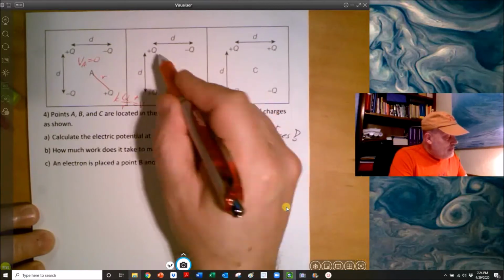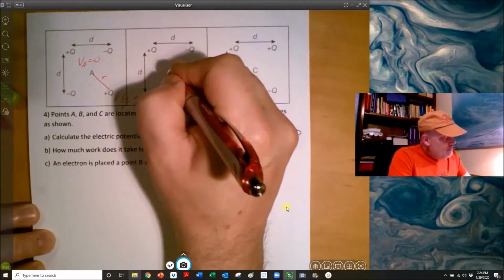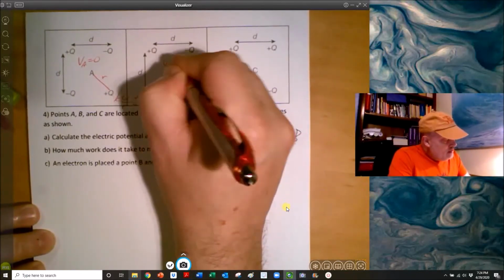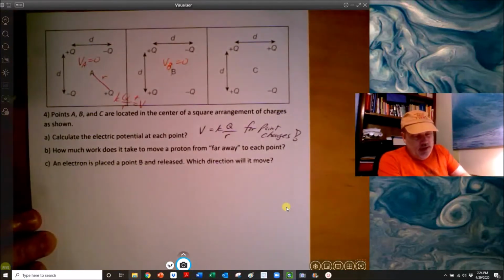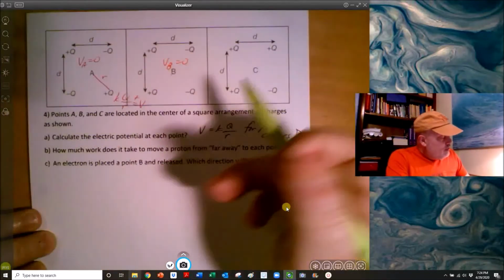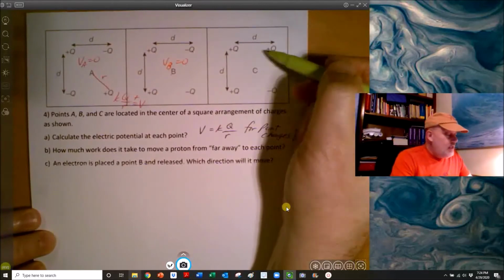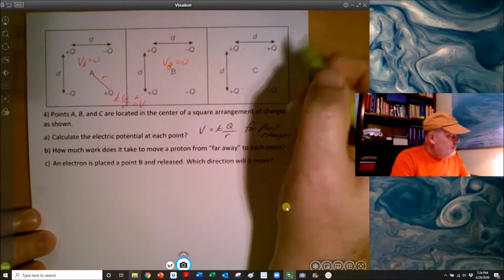I got a plus v and a plus v and a minus v and a minus v. So this one will also be 0. Now let's look at our last one over here on the right. I'm going to have a plus v, a plus v, a plus v, and a minus v. So these two will cancel.